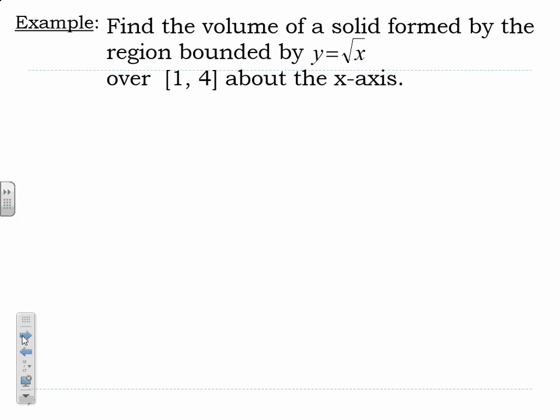Okay, next example. This is going to be a full-out non-calculator problem. Find the volume of a solid formed by the region y equals radical x from 1 to 4 about the x-axis.